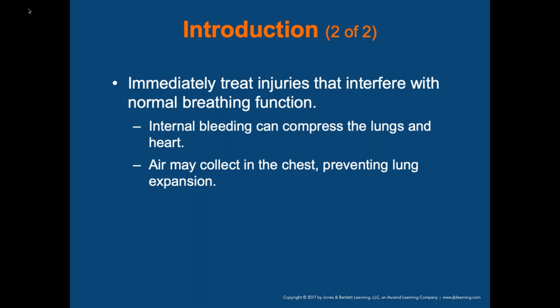So we need to look and immediately treat injuries that interfere with normal breathing function. So if we have a tension pneumothorax, a hemothorax, things need to be treated quickly and aggressively with this. And internal bleeding can also compress the lungs as well as the heart. And air may also collect in the chest, preventing lung expansion. So that'd be more of your pneumothoraxes.